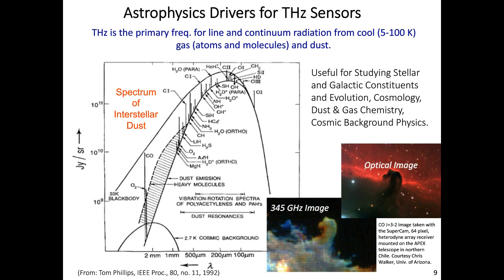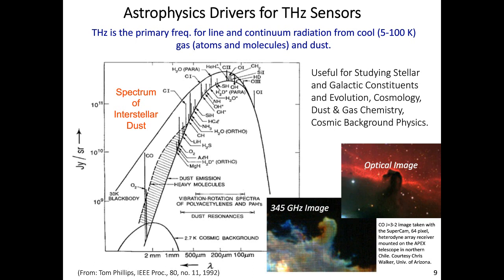So terahertz turns out to be really the principal region for doing line and continuum radiation measurements, and as we mentioned before, it's this sort of temperature range between a few Kelvin and 100 Kelvin or so that really is targeted.